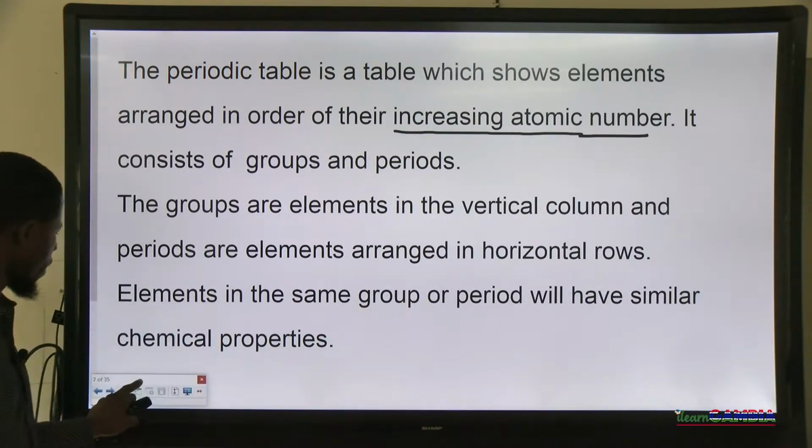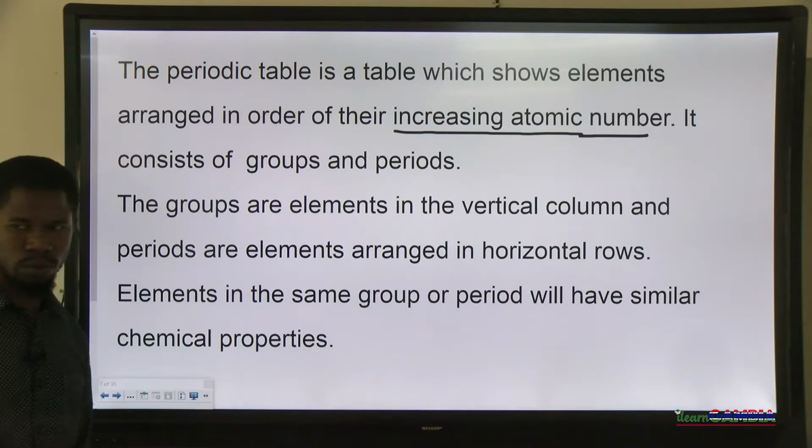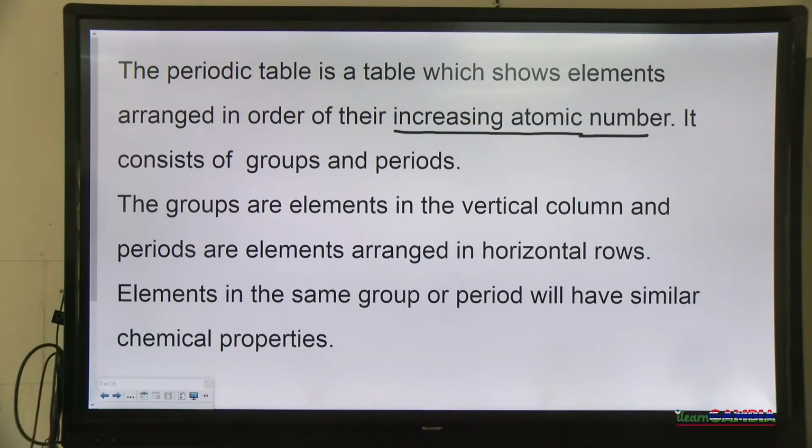Now we look at the periodic table closely again, that it consists of groups and periods. The groups are elements in the vertical columns, and the periods are elements in the horizontal rows. We will take a closer look at that later on. Elements in the same group or period will have similar chemical properties.